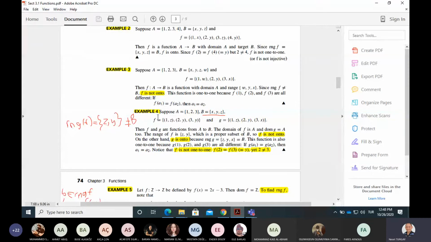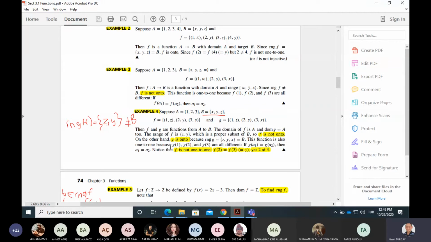Now, example 4. A, B is given. You have two functions, f and g, both of them from A to B. The domain of f is A, yes, we know. Domain of g is also A, yes. The range of f is what? Z and y. I'm not taking y two times because this is a set, and {z, y} is a proper subset of B. So that means f is not onto because {z, y} is not equal to {x, y, z} as a set.